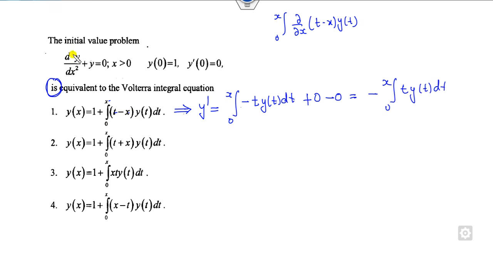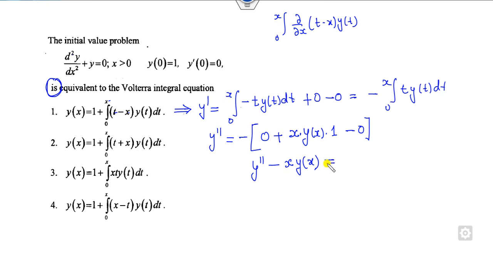Now we need the second derivative. Taking the second derivative, the partial derivative will be minus, 0 plus, and taking the upper limit, x y of x, the derivative is 1 minus 0. So what is that? y double dash minus x y of x, but it is x, so it will not be the correct option. So this option is cancelled out.